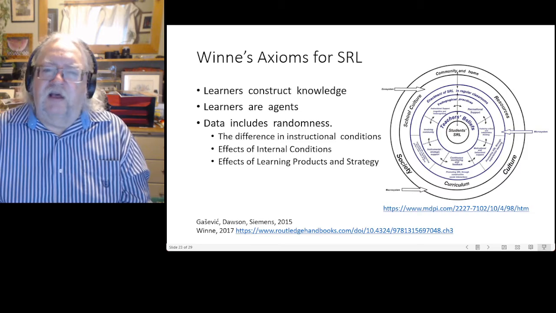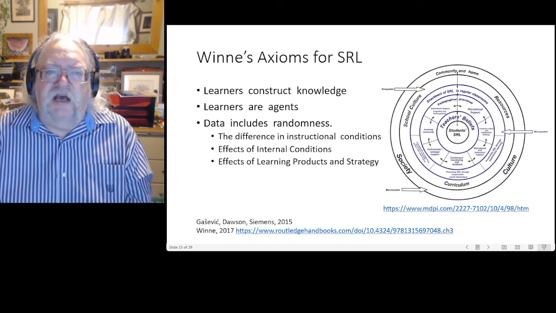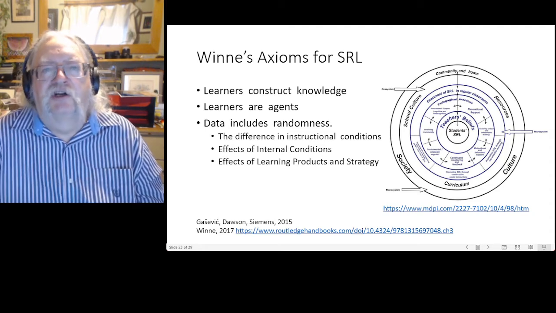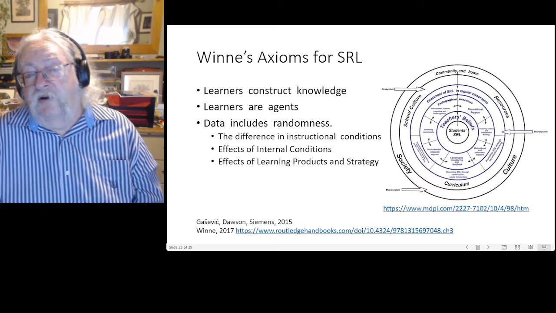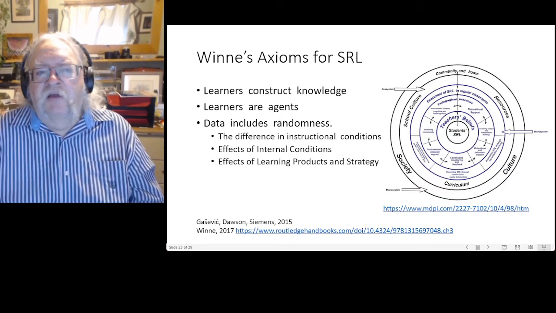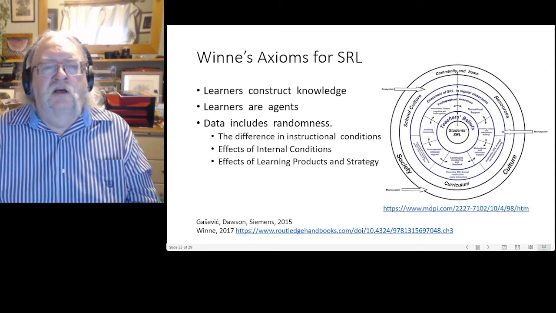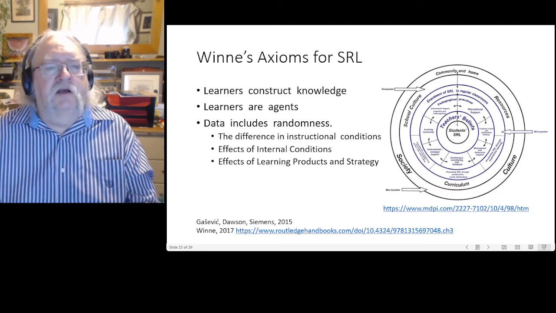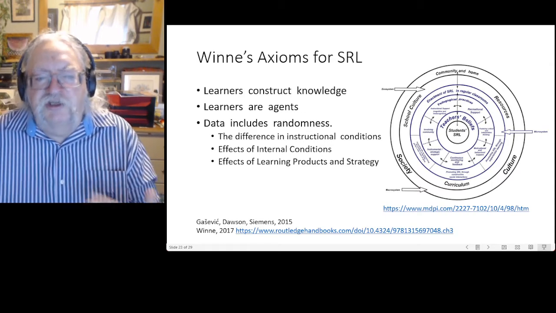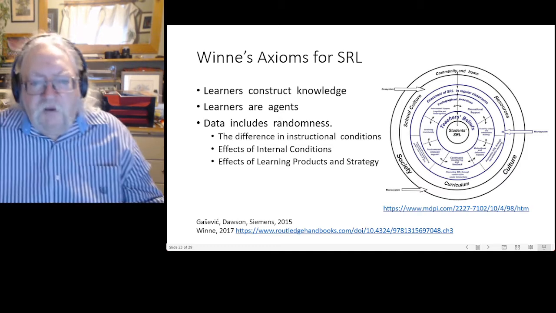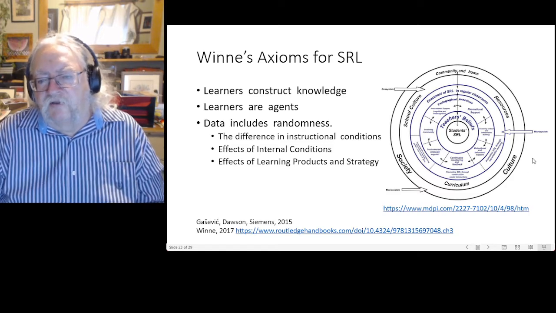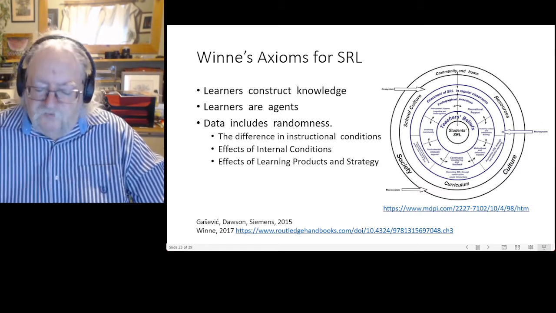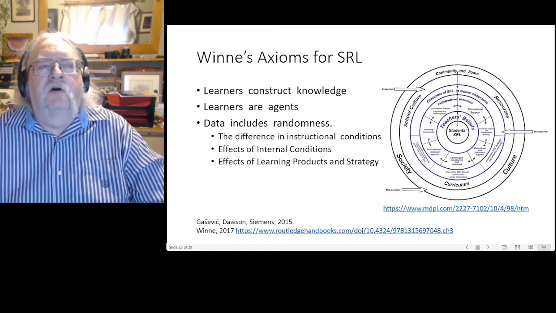So here's another way of looking at something similar. It's Winne's axioms for self-regulated learning. Now, I'm calling them Winne's axioms, but I'm not sure that title is used widely, if at all, in the field, but it certainly seems like it. The axioms are pretty simple. Learners construct knowledge. Learners are agents. That's important because they're going to do things you don't expect. And then data as well includes randomness, and there are differences in instructional conditions, internal conditions, and external conditions. Now, part of the problem, to my mind, with a model like this is it's hard to see how you get from this to an effective design of an AI or analytics project.